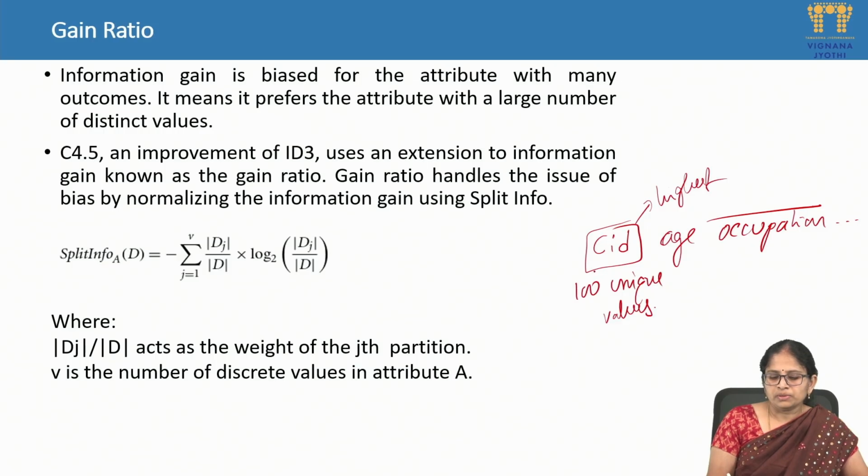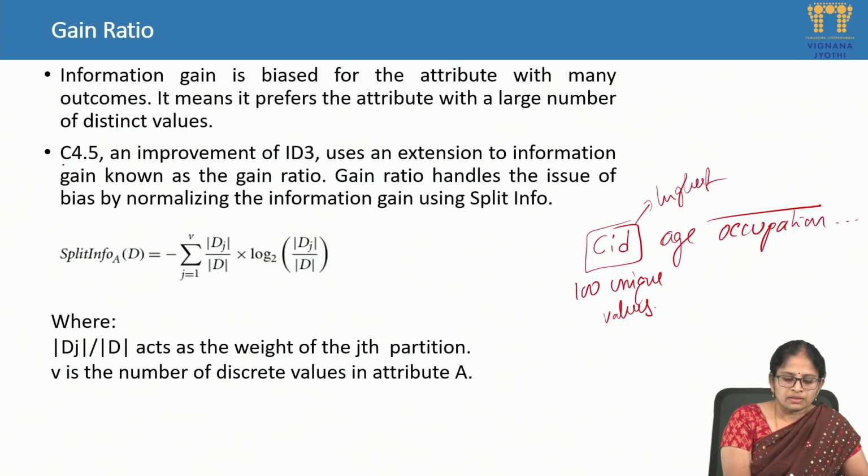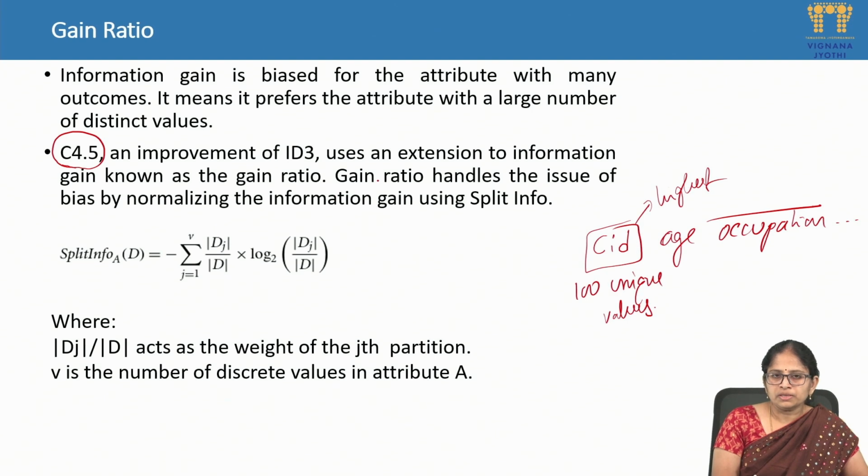To avoid this biasing towards the attribute with more unique values, we use the gain ratio. This gain ratio is implemented by the algorithm called C4.5, which is an improvement to ID3. It avoids this biasing by normalizing with another equation that is called split info of D at A. Split info of D at A is given as minus sigma j equals 1 to v, mod Dj by mod D, into log of mod Dj by mod D, base 2. Here mod Dj by mod D is called the weight assigned to the partition at the attribute A.